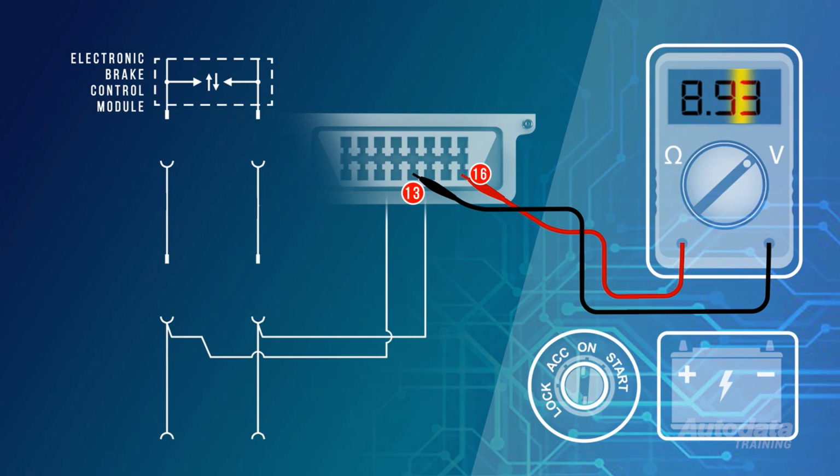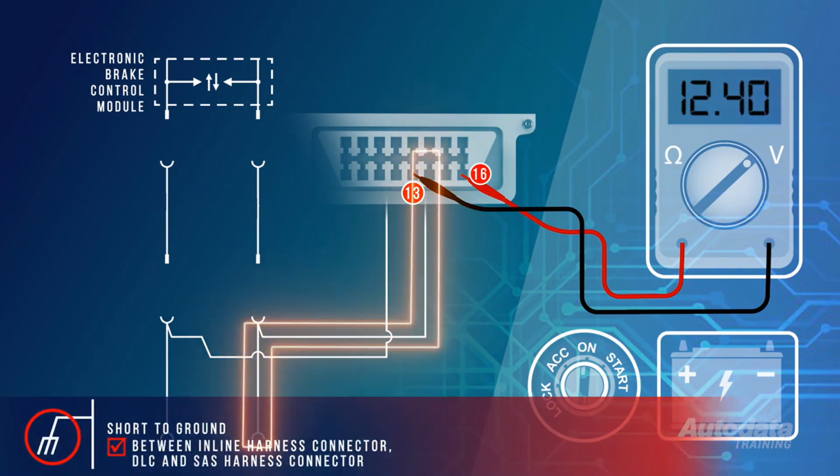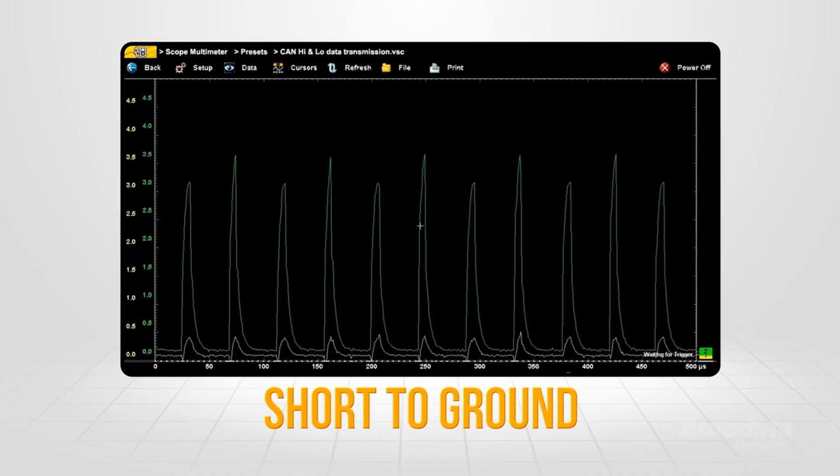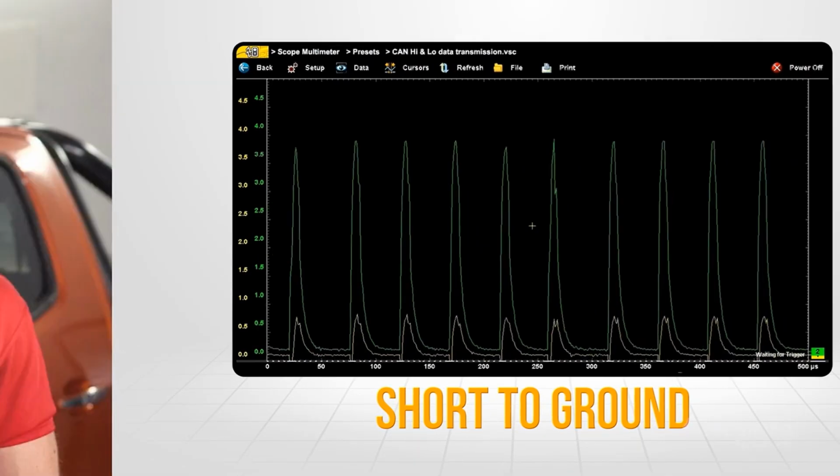But if the meter displayed battery voltage, the short to ground will be between the inline harness connector, DLC and the steering angle sensor harness connector. If we were using an oscilloscope, a short to ground would look like this. The same testing procedures can be performed when locating a short to voltage.